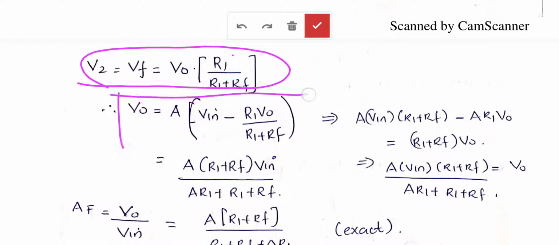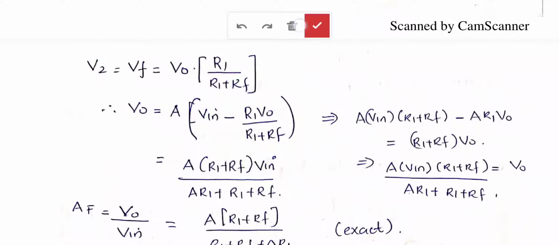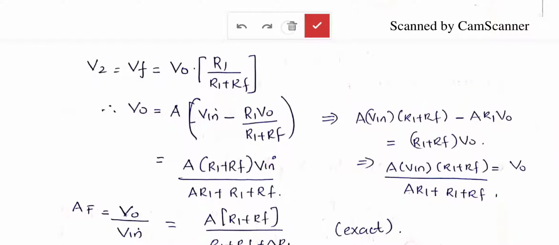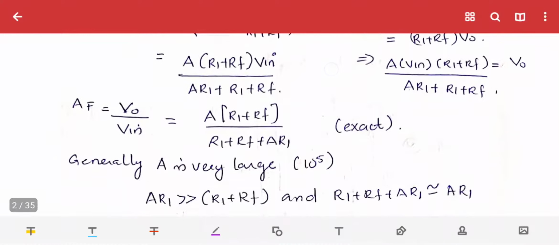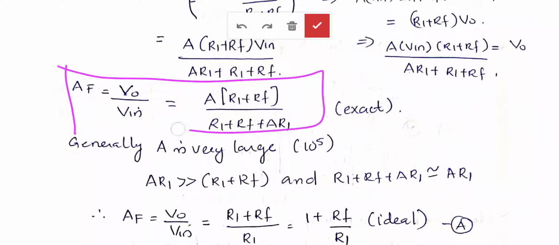So from the previous equation, what is VO? A into V1 minus V2. V1 is nothing but the input voltage Vin and V2 is nothing but VF. So A into Vin minus R1 VO by R1 plus Rf. Here you can see the remaining steps. After rearranging, we will get the final equation, you can go through that. We will get AF as VO by Vin, that is equal to A into R1 plus Rf divided by R1 plus Rf plus A into R1. This is the exact equation for the closed loop voltage gain.